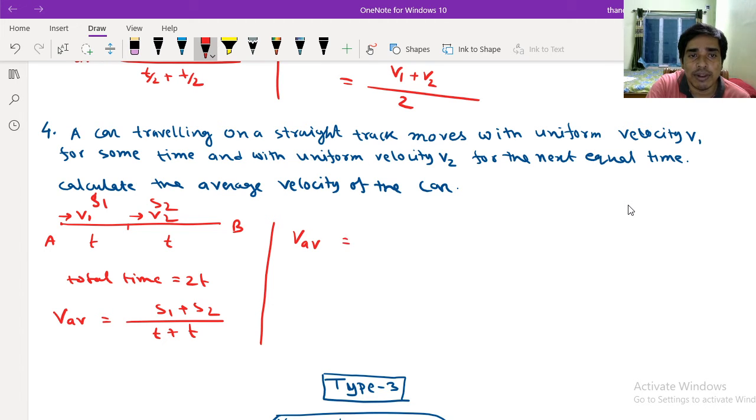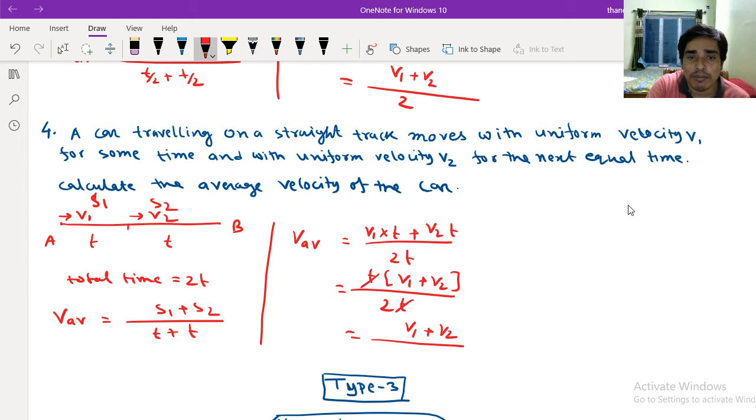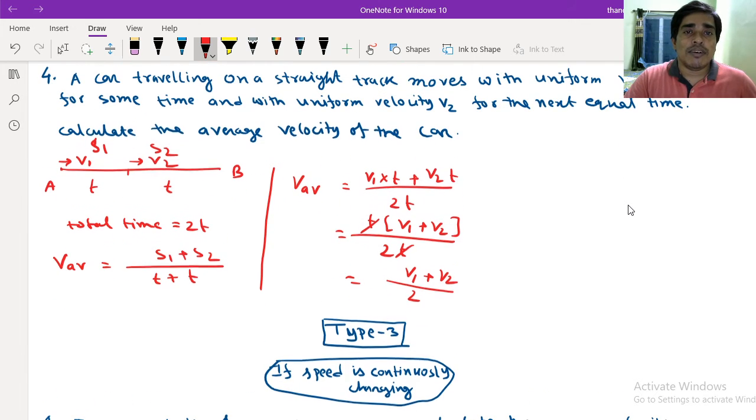So the average speed will be v1 into t plus v2 into t, divided by 2t. t is common, so it is t times v1 plus v2, divided by 2t. t cancels out, so it will be v1 plus v2 by 2. This is the average speed of this car.